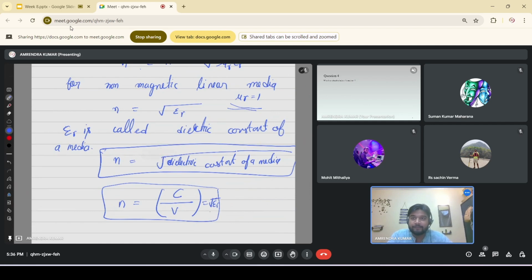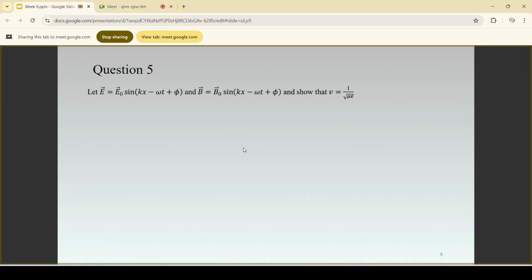Okay, so let's go to our next question. The next question is, let E be this, where E is the sine wave, a plane wave, and B, the magnetic component, is also a plane wave. Then they are asking us to show that this velocity is the square root of mu over epsilon.